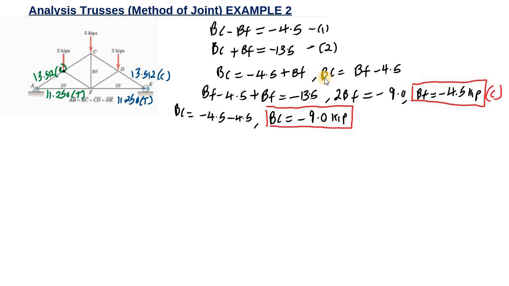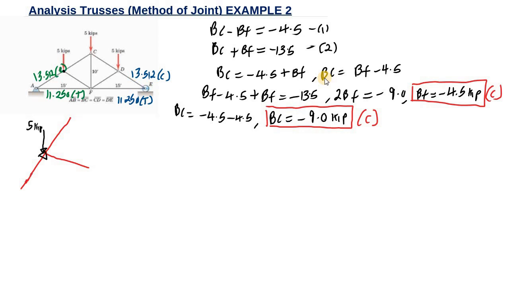Now, what can you say concerning this? As you can see, we also have a negative value, meaning this is in compression. Now what I'm going to do is redraw the joint. The joint is joint B. We have this member, this member, this member, and a force of 5 kip on the joint.